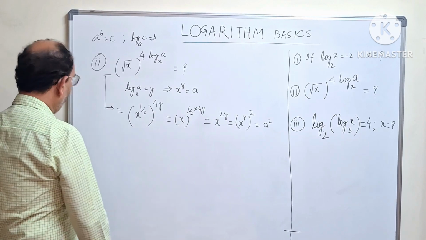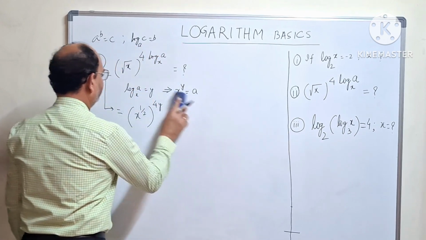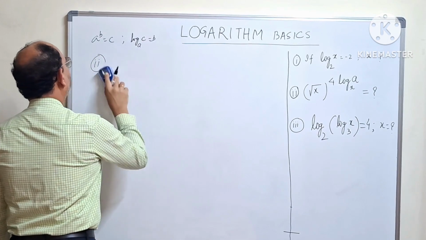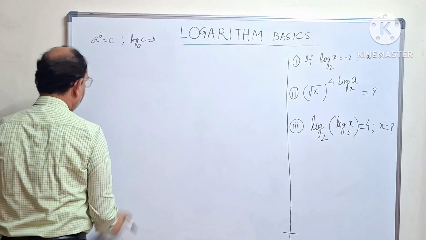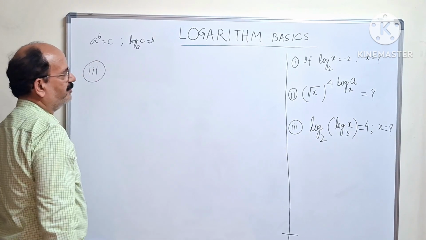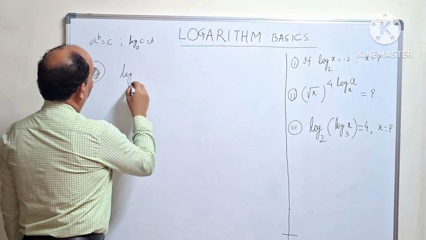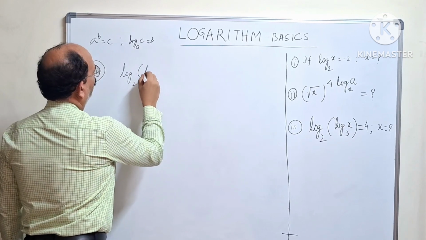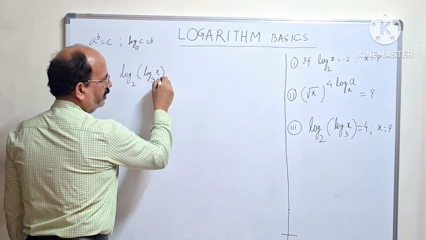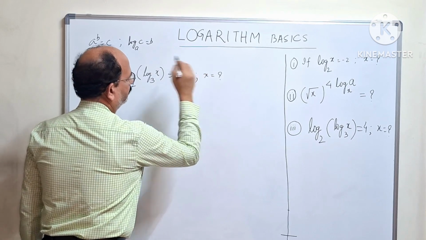Okay. Let's take third example. Third example is log base 2 of log of x base 3 is equal to 4. Then what is the value of x?